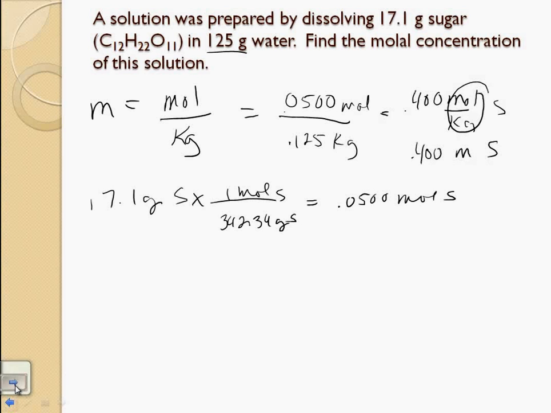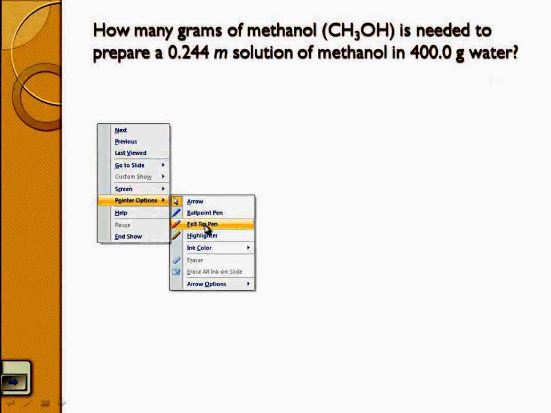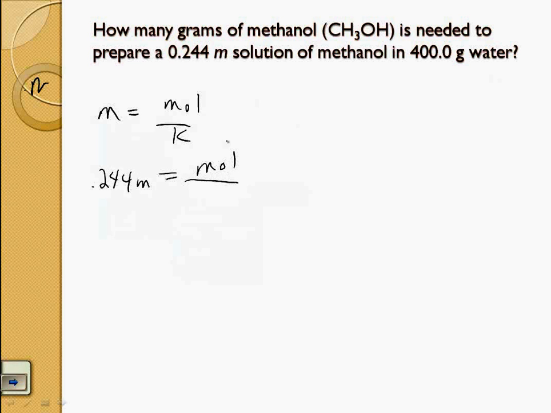Let's try another. Here I want to know how many grams of methanol is needed to prepare a 0.244 molal solution of methanol in 400 grams of water. So we're going to again start off with the formula, and the formula for molality is m equals moles over kilogram. What we know is molality is 0.244 m. We don't know moles yet. We do know kilograms, it's 0.400.